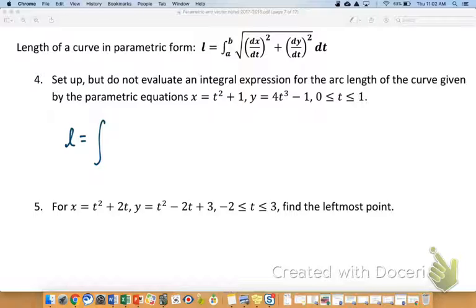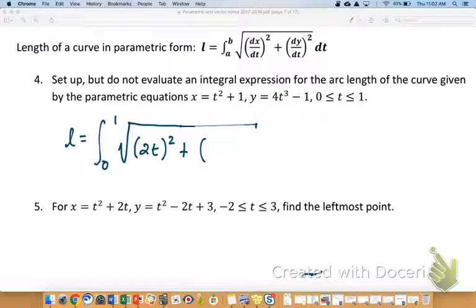For number 4 here, hopefully we would recognize we're doing the integral from t equals 0 to t equals 1. And then it's the square root. It's that distance formula concept. Inside there would be dx dt squared. So that would be 2t quantity squared plus dy dt quantity squared. So that would be 12t squared.